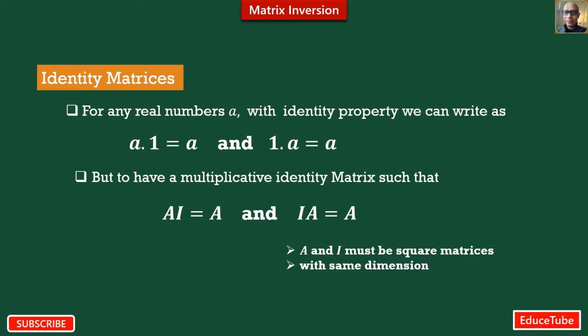The product of any square matrix and the appropriate identity matrix is always the original matrix. That's what this equation says, I into A equal to A. It is the original matrix. We'll see it later with examples. And another important thing we have to keep in mind is that A and I must be square matrices with the same dimension. That is a most important point too.